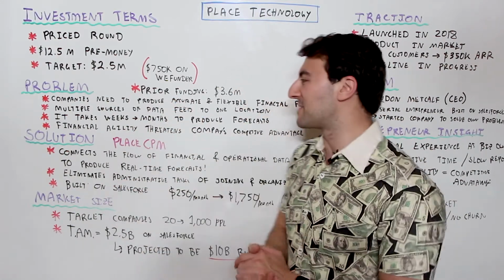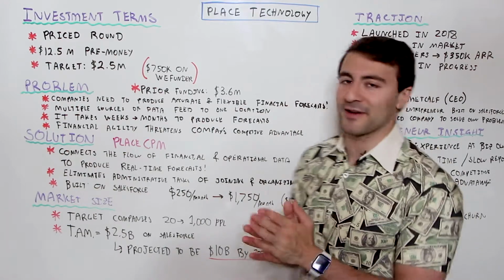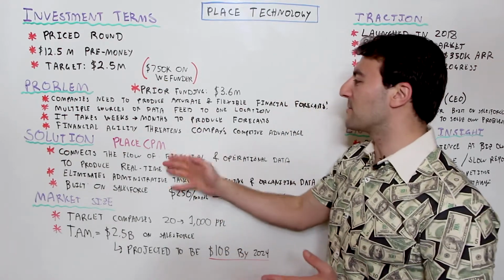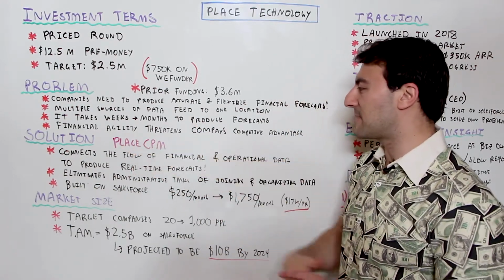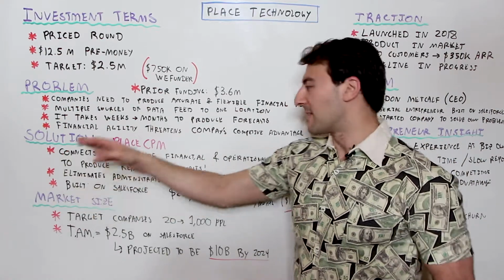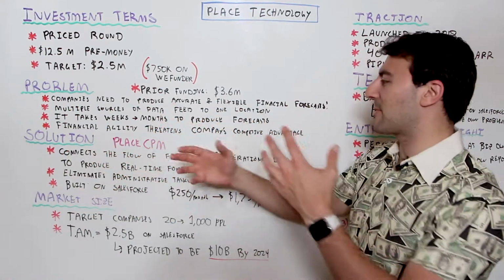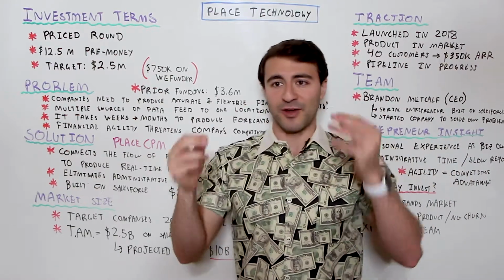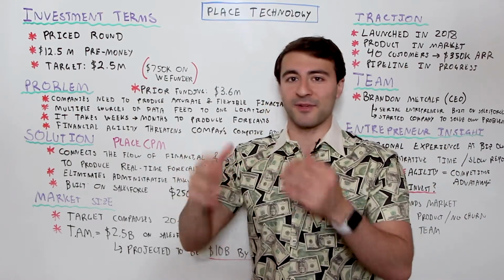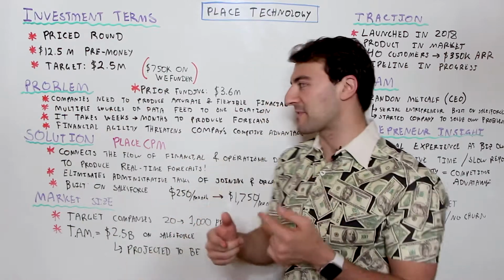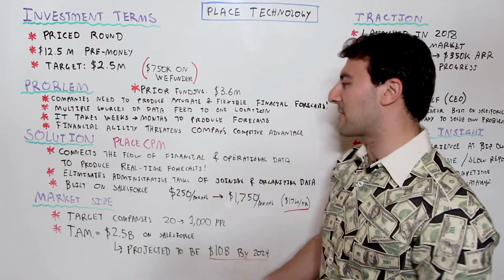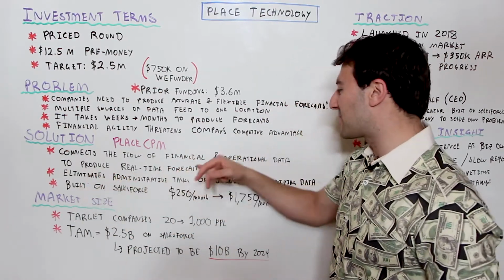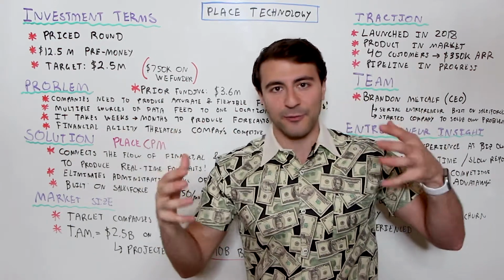Literally every single business faces this in one capacity or another. And this company has created a solution called Place CPM. And this solution literally connects the flow of financial and operational data to produce real-time forecasts. So that way, if you're trying to figure out how much money are we gonna make, how much money are we gonna spend, you can do that in real time. Agile brings all the data together, and it actually eliminates the administrative task of joining and gathering all this information.